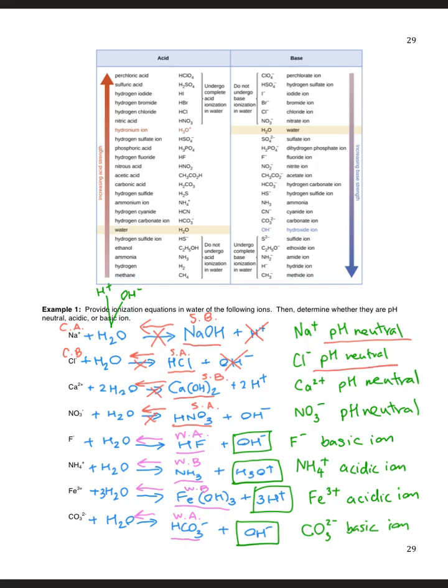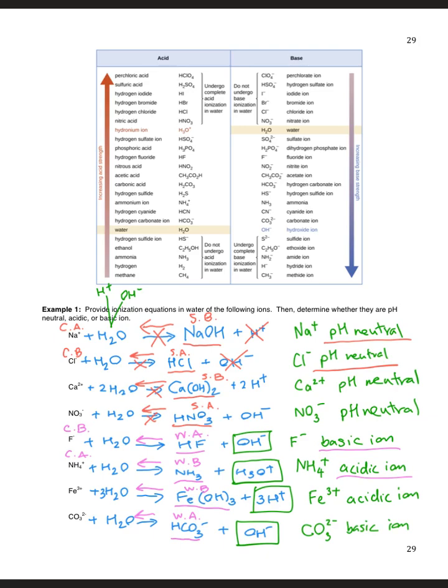Now, if you look at the weak acid and weak base pairs, you will see that the conjugate base of a weak acid will produce hydroxide ions. Therefore, the conjugate base of a weak acid will behave as a basic ion. Vice versa for the weak base and its conjugate acid. The conjugate acid of a weak base will always produce protons in water, or hydronium ions. Therefore, the conjugate acid of a weak base will behave as an acidic ion.